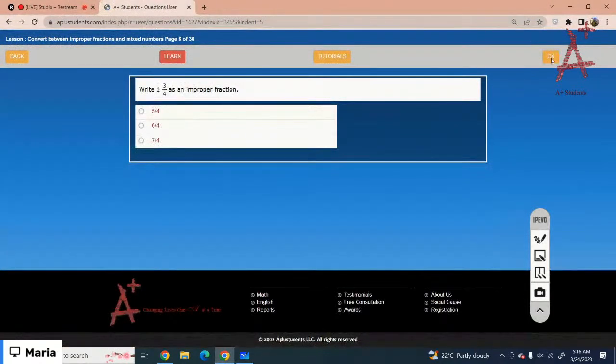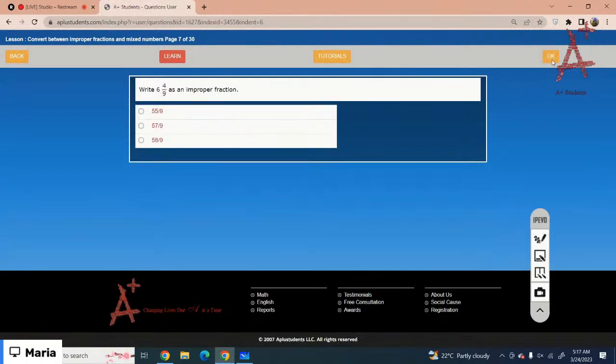Okay, the next one is write 1 whole 3 by 4 as an improper fraction. So which is the correct option? It is 7 over 4. Got it? Yes, it is 7 over 4. So just select the correct option and click on the OK button.